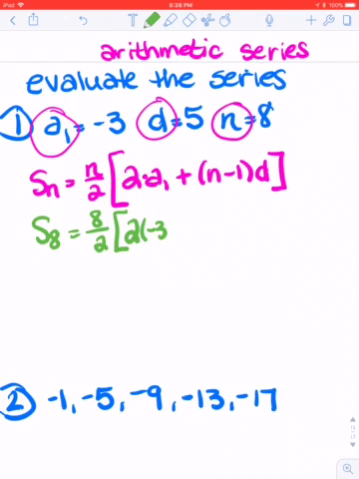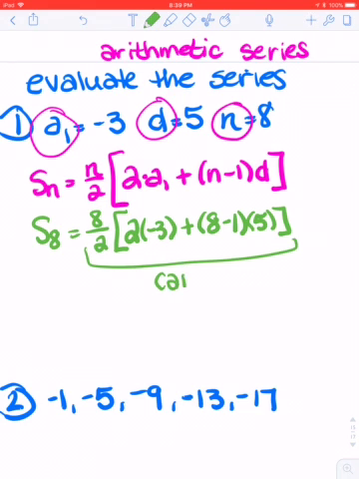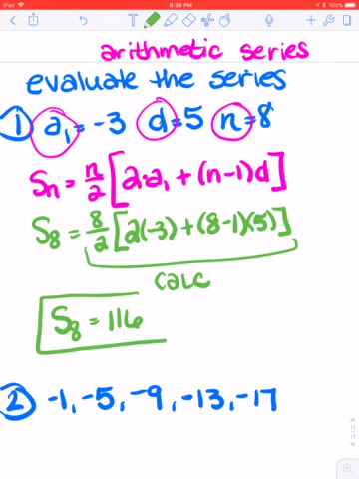A sub 1 is negative 3. N is 8. And my d value is 5. Now, once I get this part, that gets plugged into your calculator. So on this one, the series of 8, if I were to plug that in my calculator, is going to be 116. Now remember, proper notation is important, so it's important to get it in this form with my S sub 8 equaling 116 when I get done.